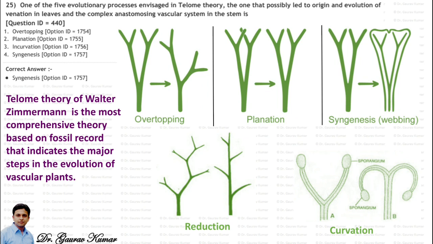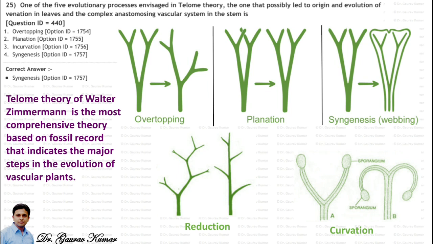This is very important, and this is asked several times in many, many exams. They are saying that one of the 5 evolutionary processes envisaged in telome theory, the one that possibly led to origin and evolution of venation in leaves and the complex anastomosing vascular system in the stem, is. So they are actually asking for the telome theory. The telome theory of Walter Zimmermann is the most comprehensive theory based on fossil record that indicates the major steps in the evolution of vascular plants. So these are the various processes that happen in the telome theory.